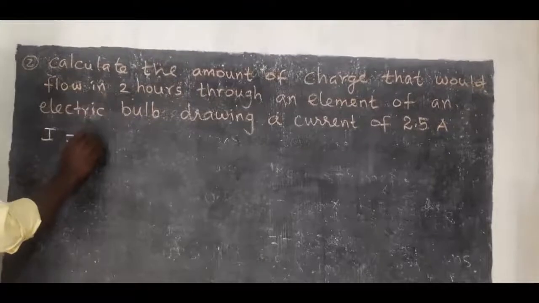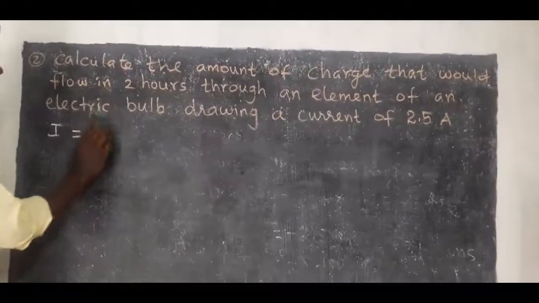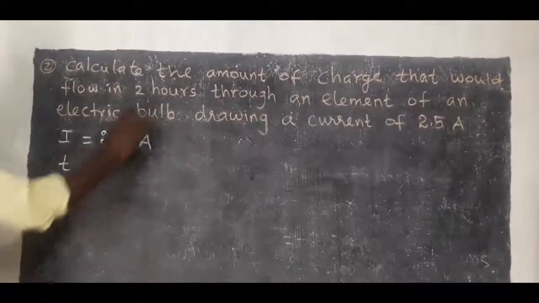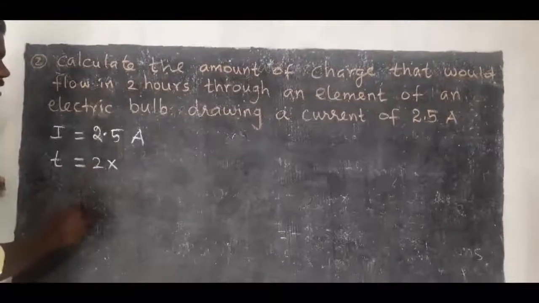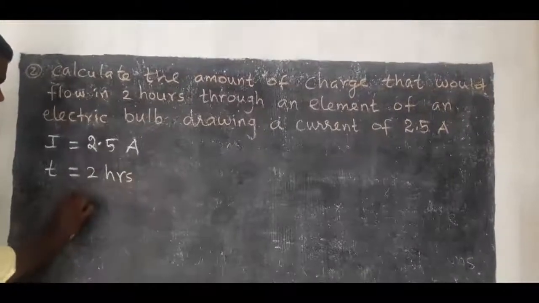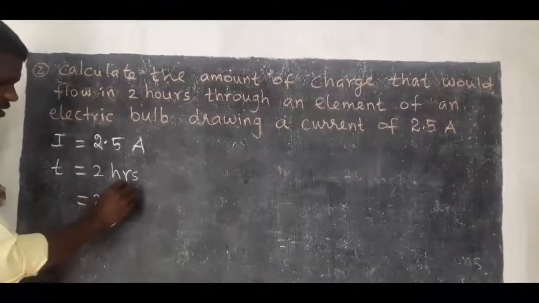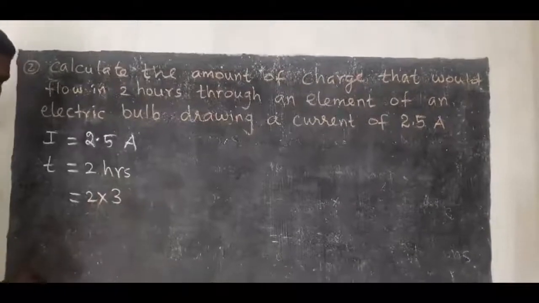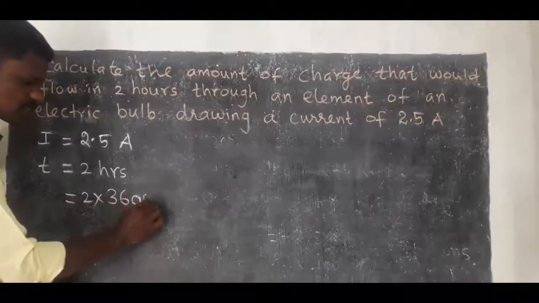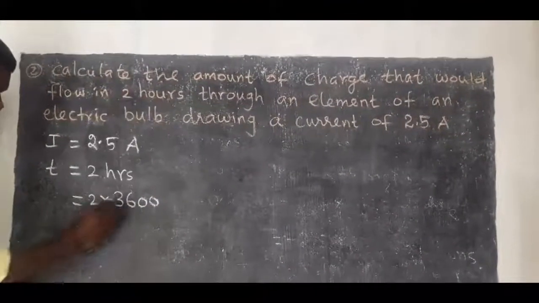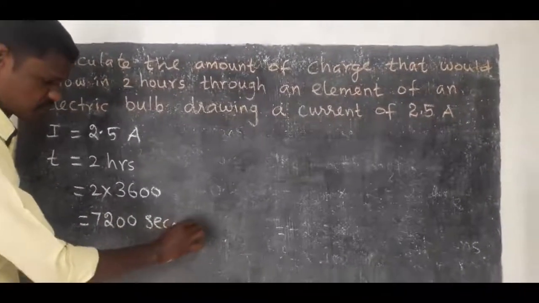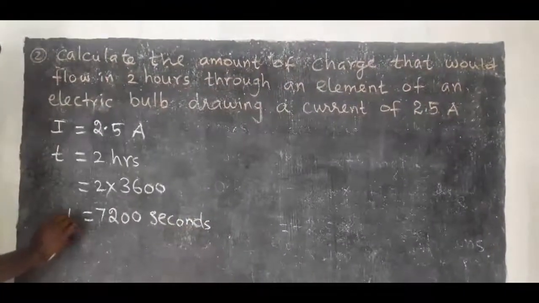The current is equal to 2.5 ampere. Then the time is given in hours: 2 hours. I will write that 2 hours, then 2 into 60 minutes into 60 seconds, so 3600. Finally, that is 7200 seconds. So this is the time.